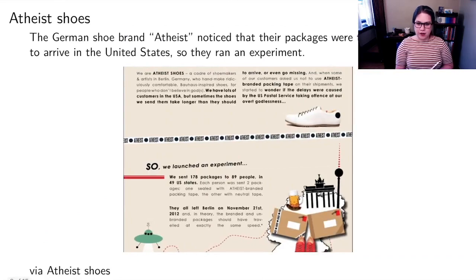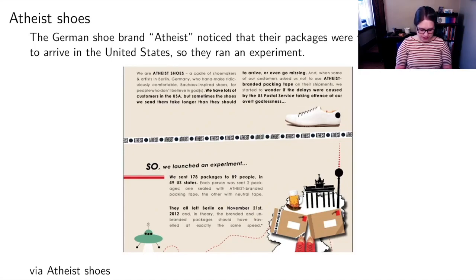So let's think about another example. This is an example from this German shoe brand, and the name of the brand is Atheist. They noticed that their packages were taking a long time to arrive in the United States. So they ran this experiment. They often put this Atheist branded tape on the outside of their box. So they're taping the box closed with their brand name, which is the word Atheist. They suspected that maybe it was that tape that was making the packages arrive more slowly.